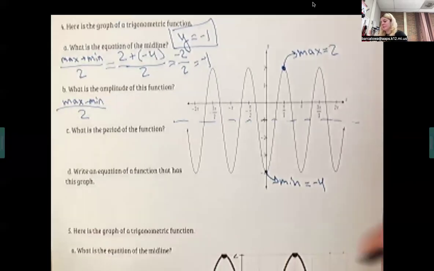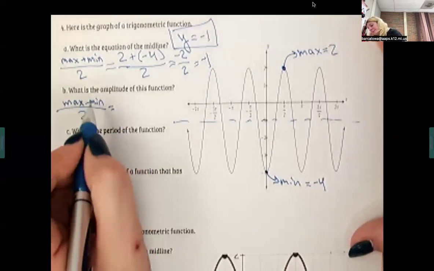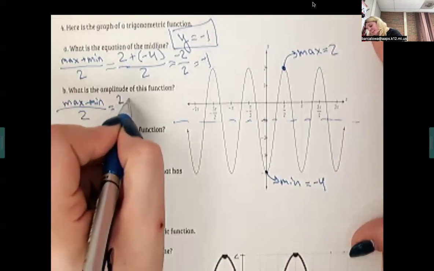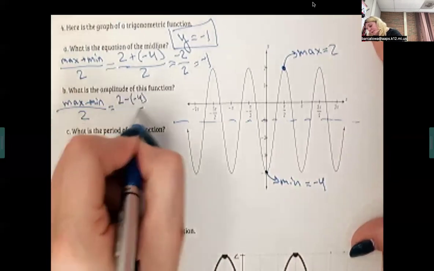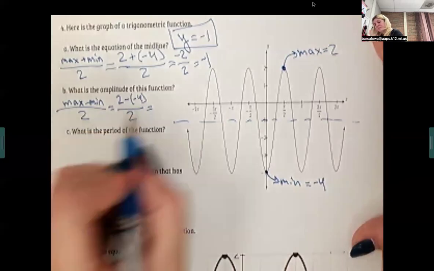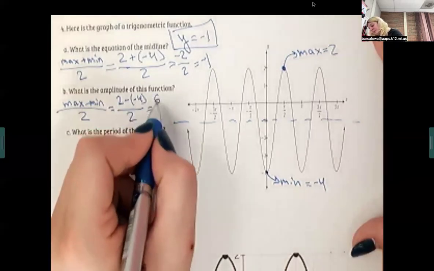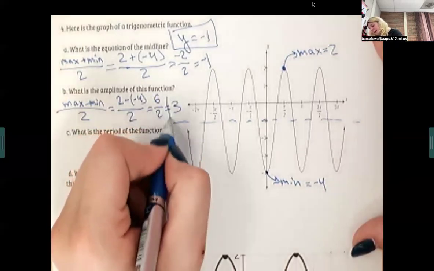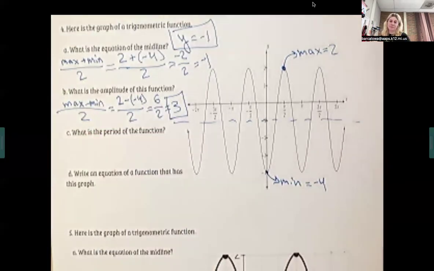Okay, the amplitude, max minus min. Okay, so 2 minus -4 over 2. That's like 2 plus 4, right? So 6 over 2, 3. My amplitude is 3.